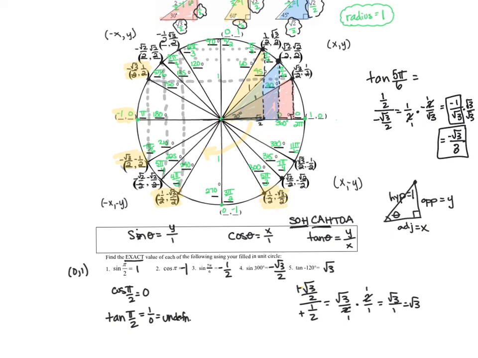But in mathematics, we consider negative rad 3 over 3 to be more simplified, very similar to the idea of 2/4 versus 1/2. They're the same, they're equivalent, but 1/2 is considered simplified. So that might come up in your practice.